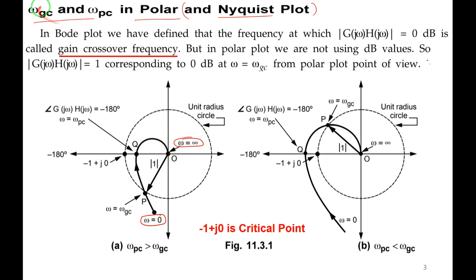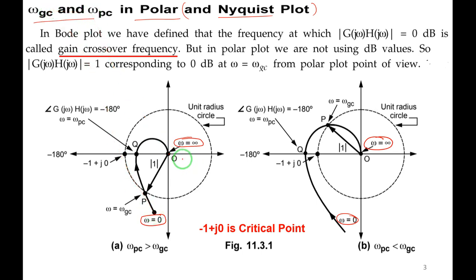Then how to find out omega GC and omega PC? Similarly, the second figure. This is figure A, figure B, right? Similarly, here another polar plot is there in figure B. You can observe here omega equal to 0, and this is omega equal to infinity, the terminating point. The polar plot will move like this, and it will join here. Let me assume this is the polar plot. The polar plot can be in any shape, right? I am assuming this is the polar plot right now, and how to find out omega GC and omega PC, I will tell you.